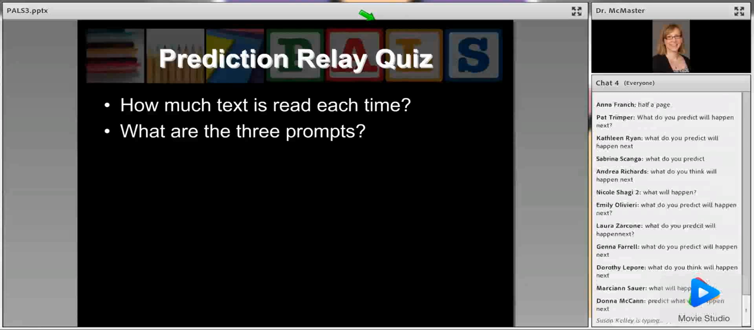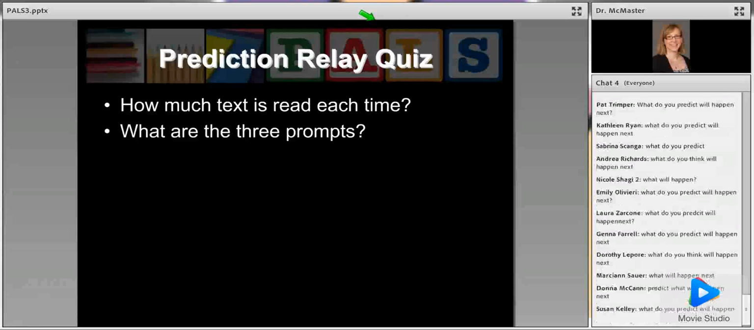Now there was a question that came up, so I want to catch it before it scrolls off my chat screen here. Jenna asked, do both readers get to predict? I thought that the same text was read so that the stronger reader could model. So the stronger reader models only during partner reading. During partner reading, the stronger reader reads, providing a fluent model. Then the second reader reads the same text. But after that, for both paragraph shrinking and prediction relay, both readers read new text.